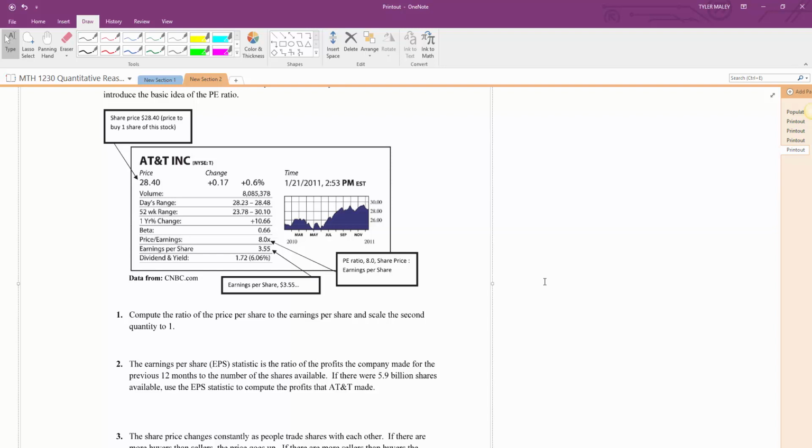Another thing to point out is the price per earnings. This is the PE ratio. In this case, the PE ratio is 8, which compares the share price to the earnings per share. So right now, we're paying 8 times as much for the share of stock as what we're earning. And in this box, it says earnings per share, so for every share, we're earning $3.55.